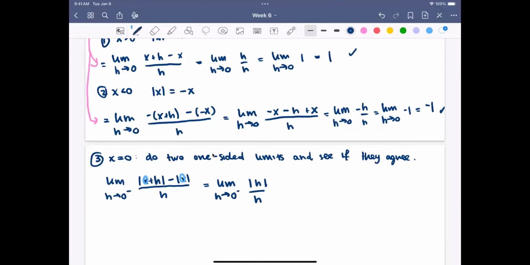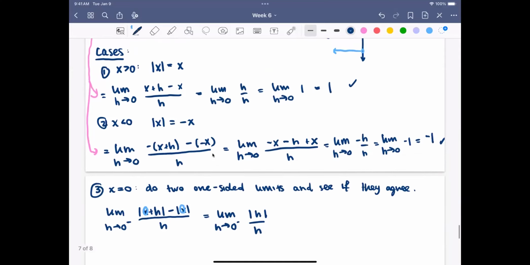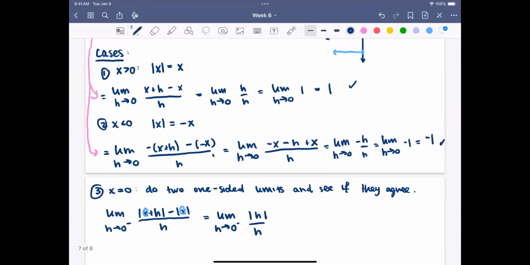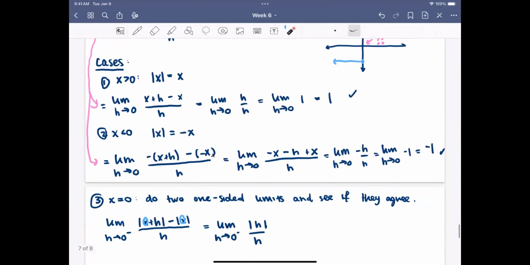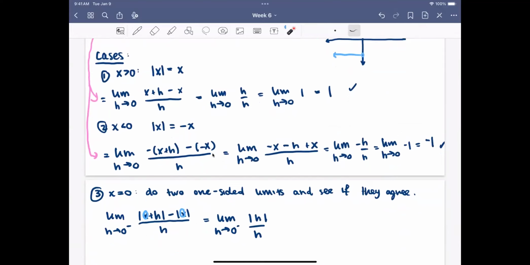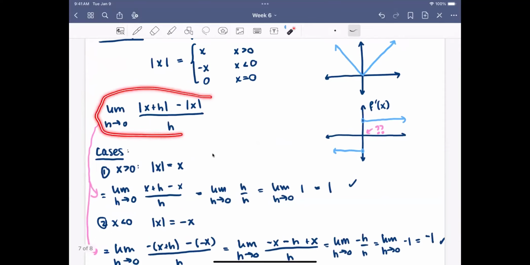I don't know if I understand your question. Let me rephrase the reasoning for why we need to do x equals 0 as a separate case. The limit that I'm looking at when I'm taking a derivative is some expression involving the function, right? So we have to look at this limit.